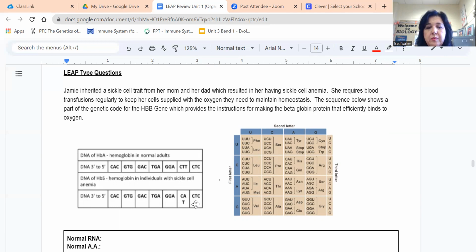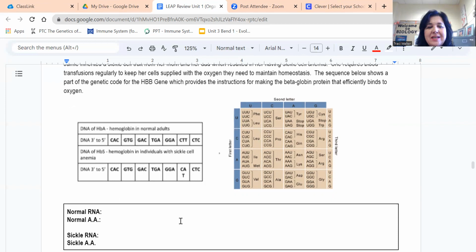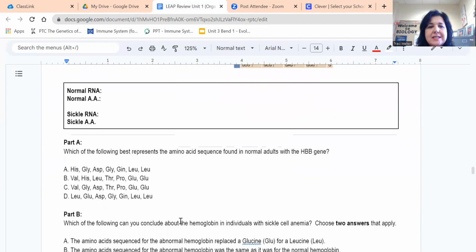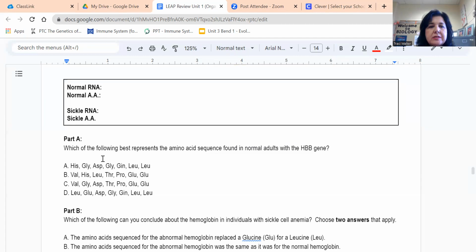And so from here, we can answer our questions. And we know that we're going to be using our amino acid chart, or they wouldn't have provided it. And so let's go down here and look at part A question. So now this stuff up here in this box, I put that there so that it would be ready for you, because you are going to have to do that. But in the LEAP, they won't give you that. You'll have to know that I need to do that. Okay. So in the LEAP, they'll just give you a question like this.